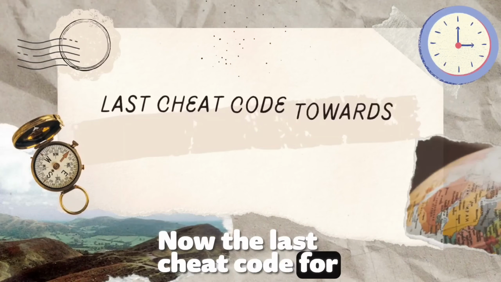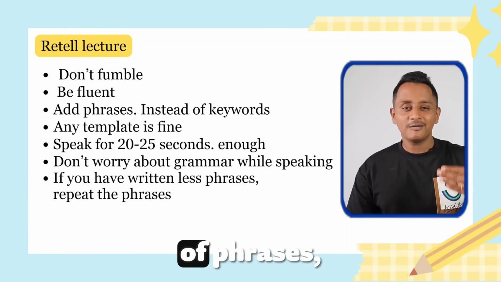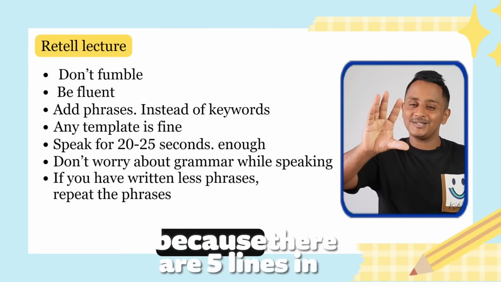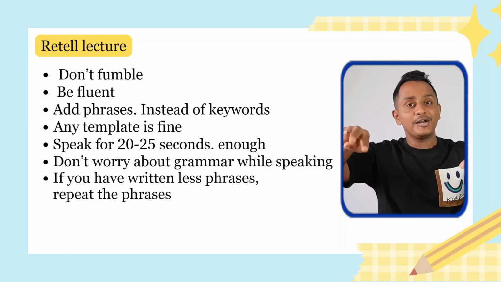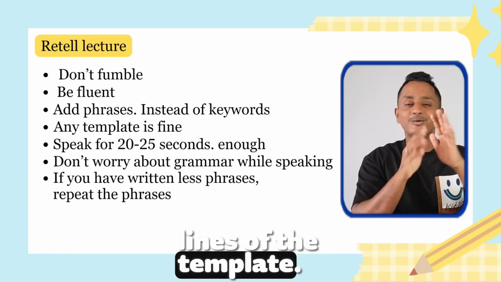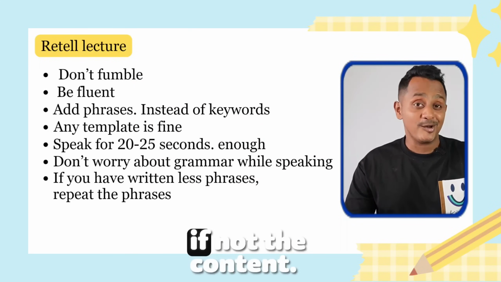Now, the last cheat code for your Retell lecture is very, very important. If you have written less number of phrases, ideally there should be 5 phrases because there are 5 lines in the template. But if you have written only 2 phrases, now what you do, repeat the phrases with the other lines of the template. Don't keep quiet. This way you can actually increase your fluency score, if not the content.